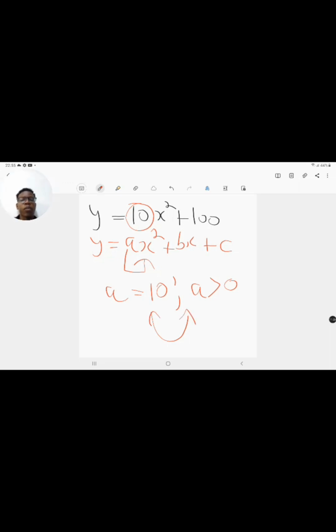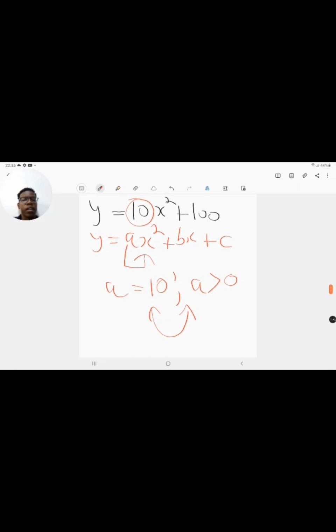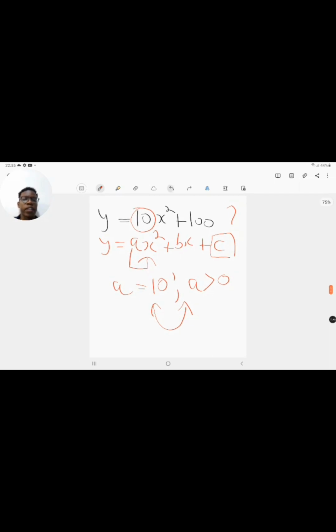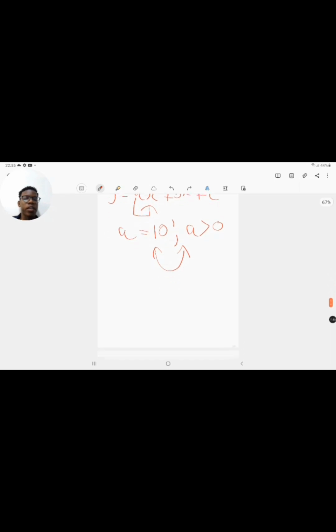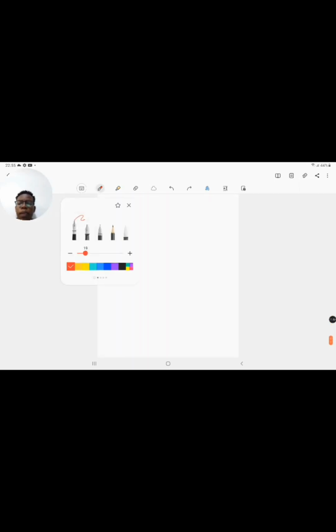So the whole point of me explaining what a is, is that just by looking at a, you can tell the direction of your graph: either it's going up, a smiley face, or it's going down, a frown or a sad face. Okay, so that's what a means. Now, what does c mean? Let's address c before we move on to b. B will be addressed last.